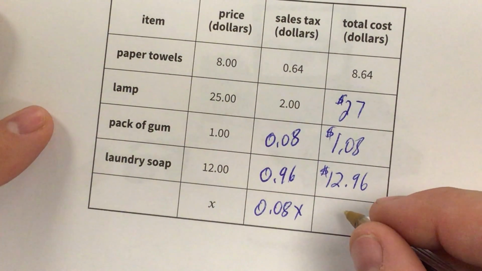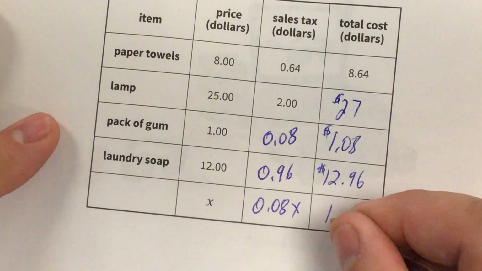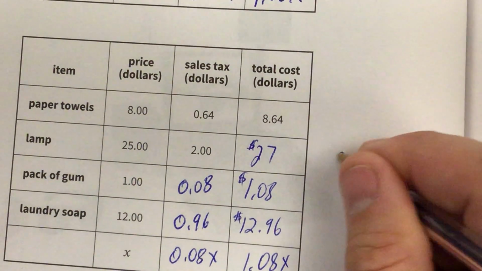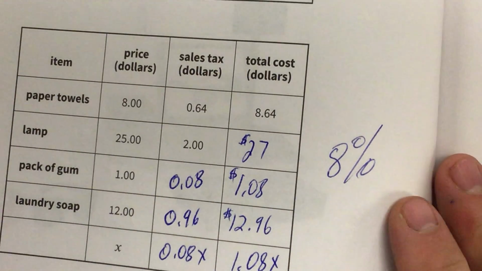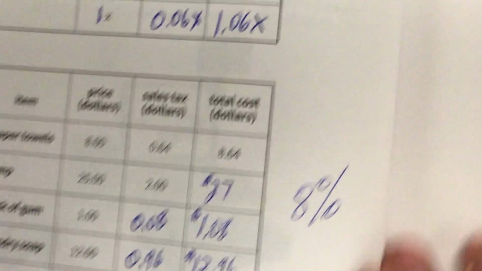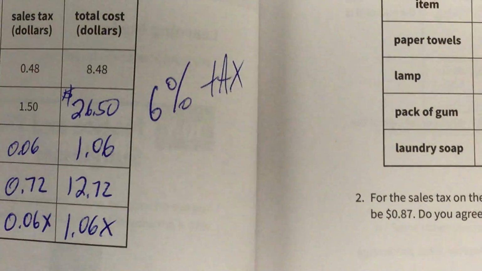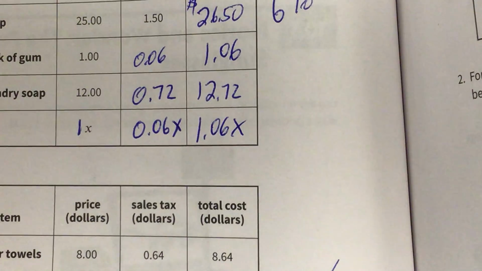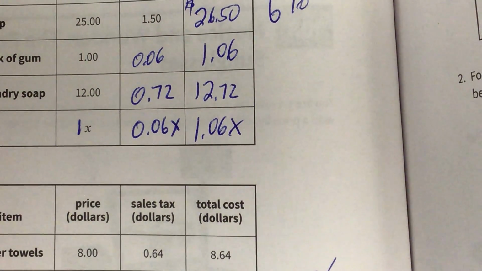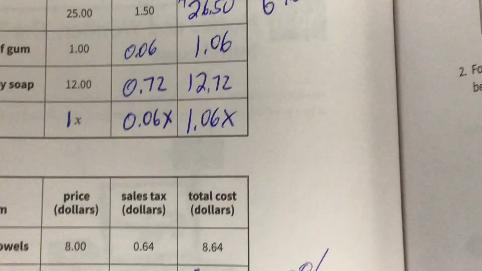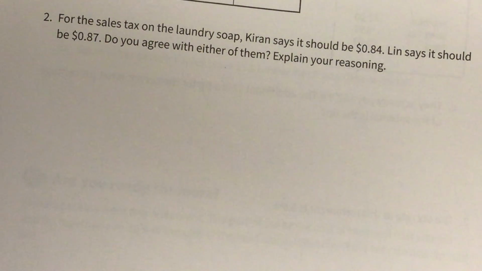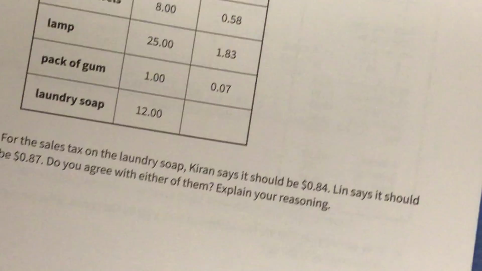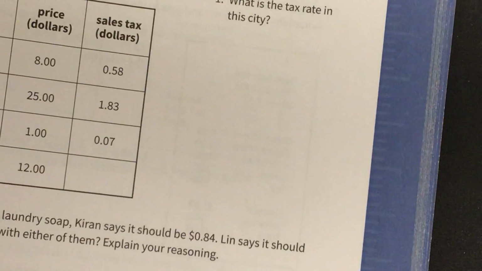And last one? 1.08x. And then the sales tax rate would be 8%. Okay, so again, that's a 2% difference from City 1 to City 2. I mean, on a $25 purchase, that's 50 cents. That's still cheaper than Valley. It adds up. So $100 would cost you another $2 in taxes.